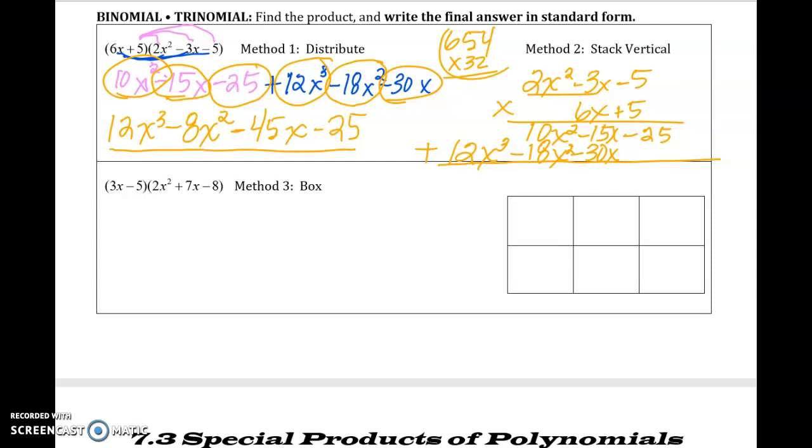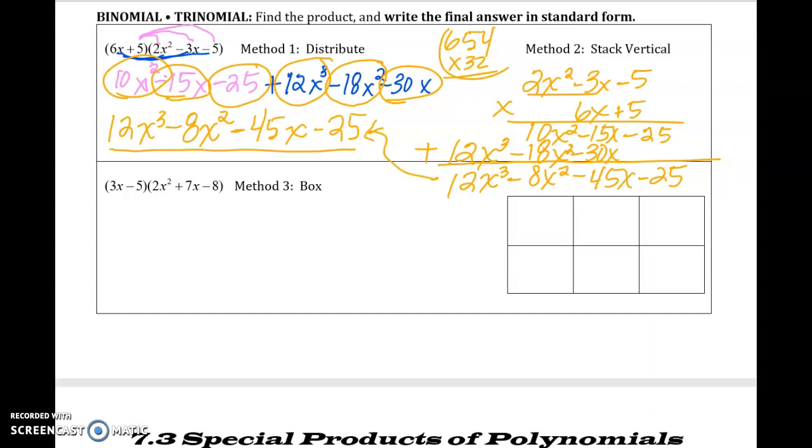The reason I like this one is because it does kind of align all of your like terms naturally for you and sets it up already in descending order. So if you add down, you get the 12x cubed minus 8x squared minus 45x minus 25. Perfect. Okay, so same answer we got up here, just using a different method.